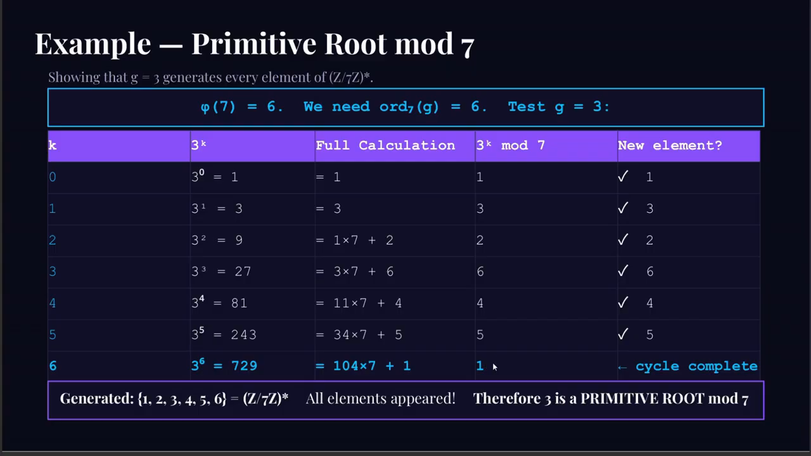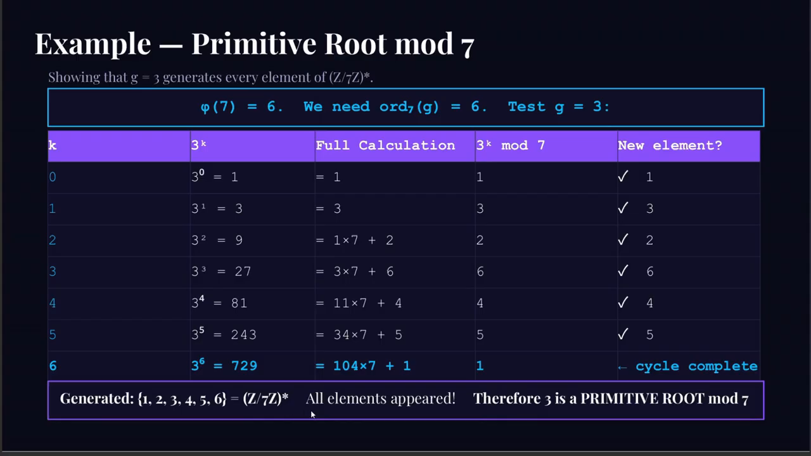So the generated elements are 1, 3, 2, 6, 4 and 5, which is exactly the entire group. In conclusion, all elements appeared before returning to 1. Therefore, the order of 3 modulo 7 equals 6. So 3 is a primitive root modulo 7. The sequence of powers forms a cyclic pattern called a cyclic group generated by 3.